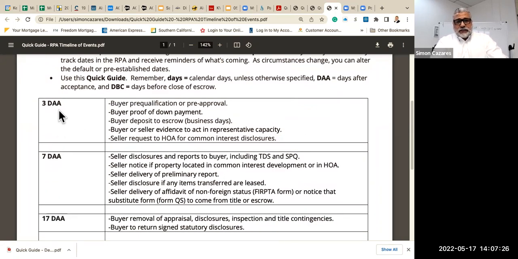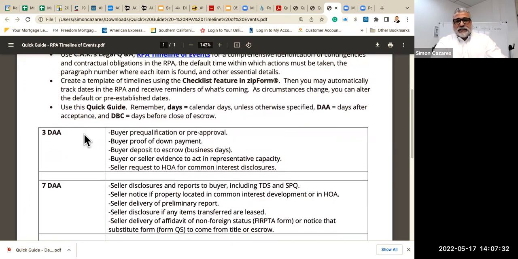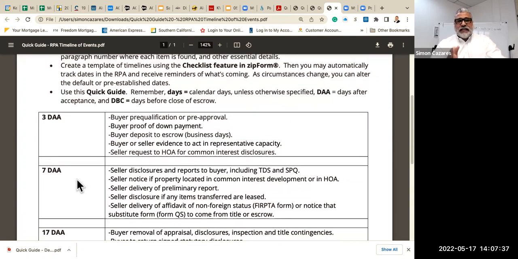So the DAA in the 3 days stands for days after acceptance. When I talk about the 3 DAA, that's what I'm referring to, the 3 days after acceptance. When I say acceptance, that means if the offer was accepted today, today would be considered 0 days of a 30-day process, 0 days of a 17-day loan contingency, appraisal contingency, physical inspections, or seller disclosures, okay? Today would be considered 0 days.